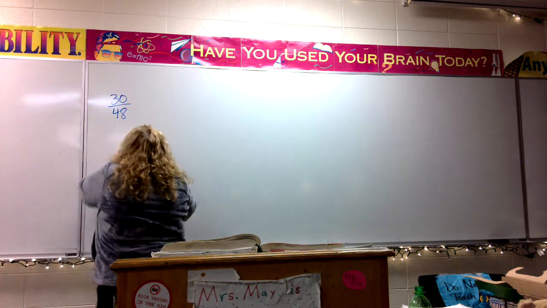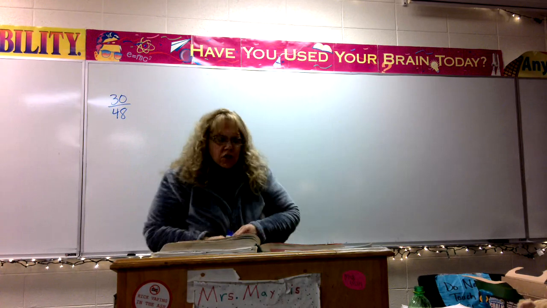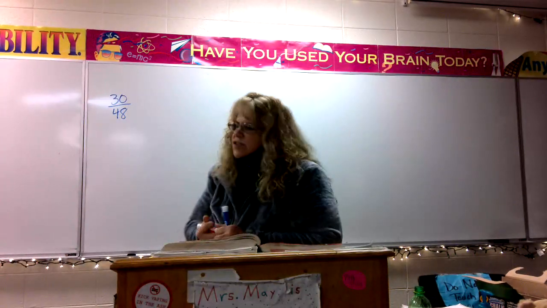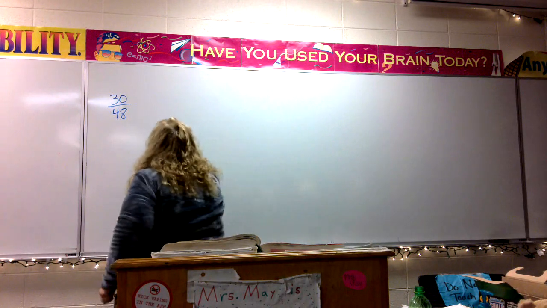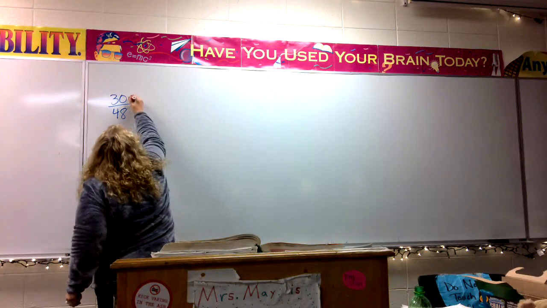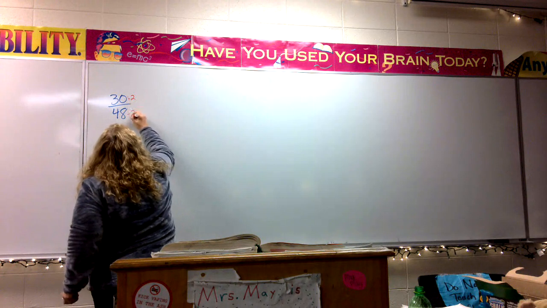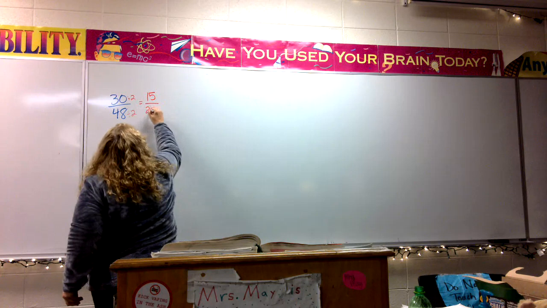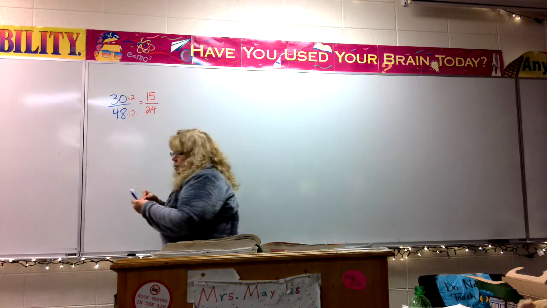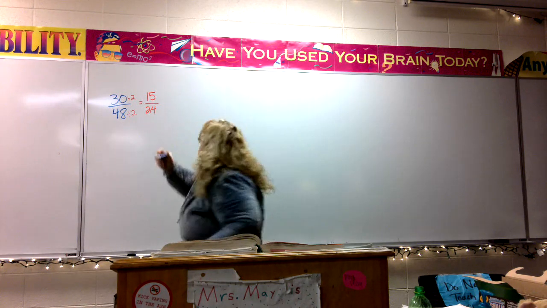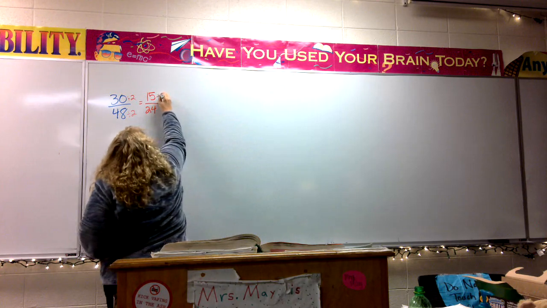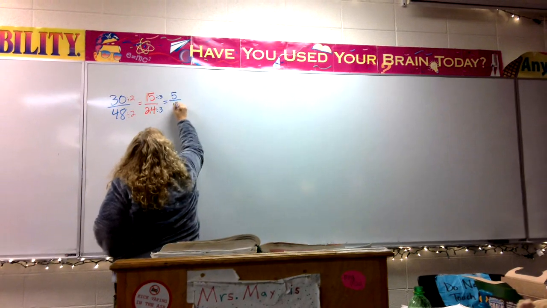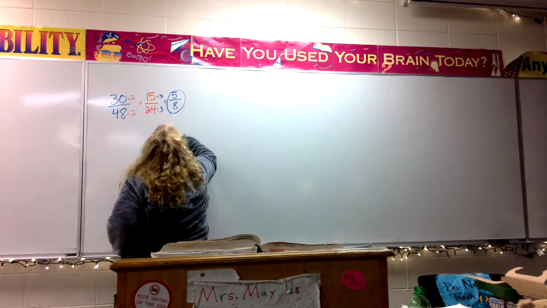You can do that, right? Yeah. You have to look for something that's common in both of those. What factor is common to both of those? 2. You could use 2. Divide by 2, divide by 2, what do you get? 15 over 24. She says 3. Divide by 3. Divide by 3, what does that give us? 5 over 8. I don't think we can go any further than 5 over 8.